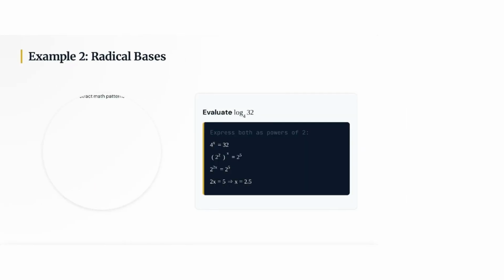In our second example, we look at radical bases. By expressing both sides as powers of 2, we can simplify the equation and easily solve for x.